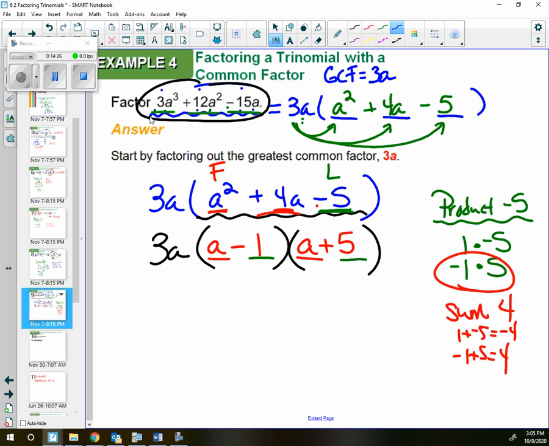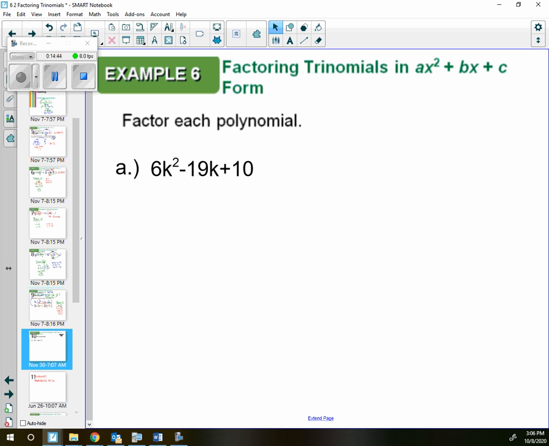So if I look at these three factors then, there's three factors, if I multiply them all back together, so did FOIL and then multiplied everything by 3a, I would get right back to that original. So the whole idea is pull out that GCF first so you can see that you can factor further with that trinomial. All right, so we're going to finish up today with one of these, and then we're going to practice a bunch more tomorrow.